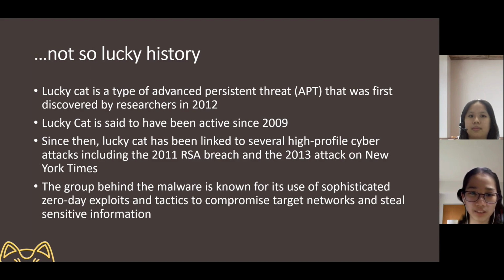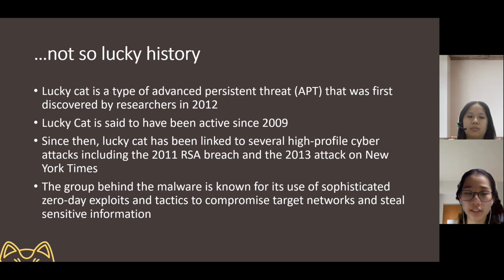As though its name says that it's a lucky cat, it has not made its victims feel very lucky. So LuckyCat is actually an advanced persistent threat that was first discovered by researchers in 2012. And since then, people have realized that this malware has been active since as early as 2009. It has also been attributed for several high-profile cyber attacks, including the 2011 RSA breach and also the 2013 attack on New York Times.